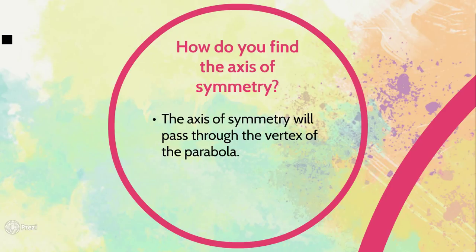So the axis of symmetry is basically a line going through the vertex of the parabola, creating, when it's drawn, two congruent halves of the parabola. And the value of the axis of symmetry is also the x-coordinate of the vertex.